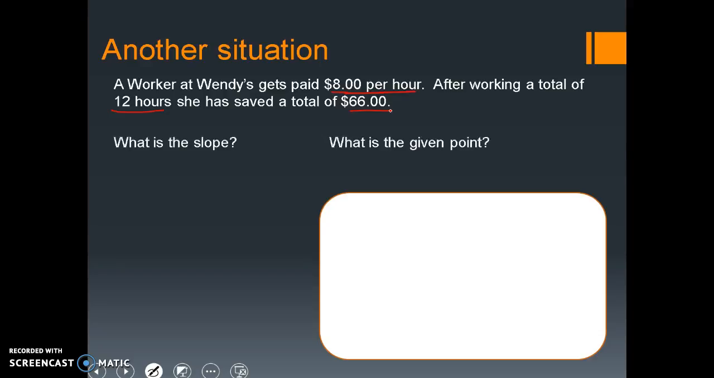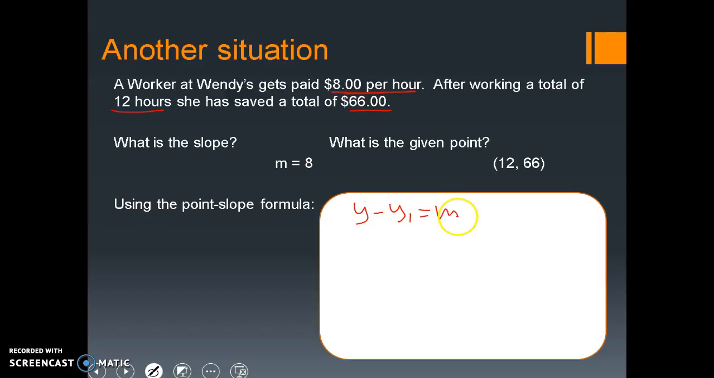And so we know that the slope here is 8. We know that we have a point where x is 12 and y is 66. And so how can we use the point-slope formula to write an equation for this situation? We know that the point-slope formula is y minus y1 equals m times x minus x1. And if I plug in my y value, y minus 66, equals the slope, which is 8, times x minus my x value, which is 12.